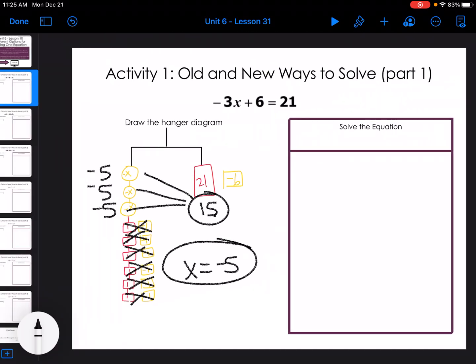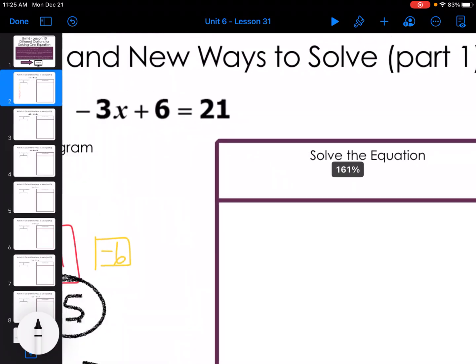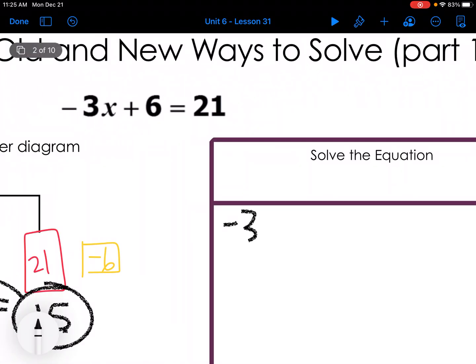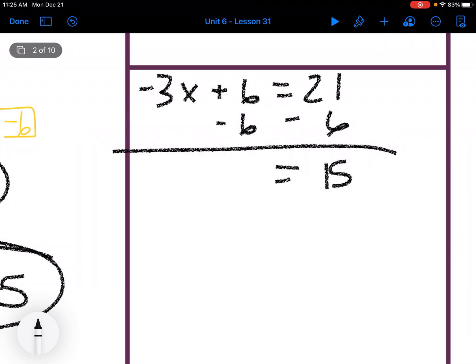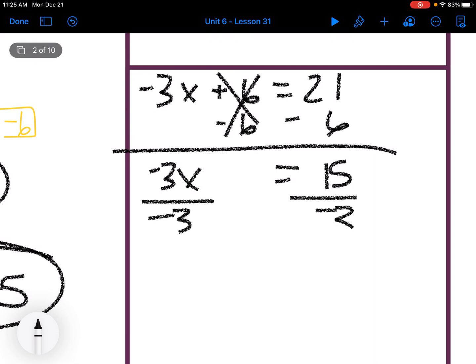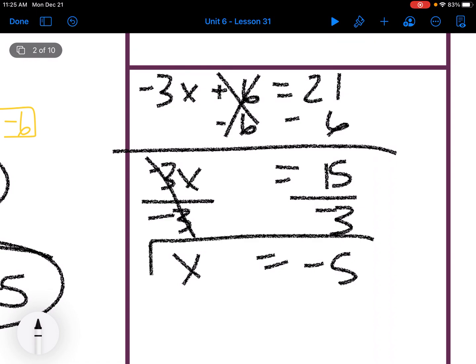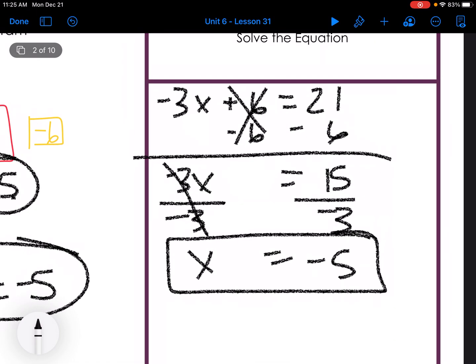Let's prove it over here by solving it traditionally. So negative 3x plus 6 equals 21. So I zero out first. And I get 15 equals negative 3x. If I multiply by negative 3, I have to divide by negative 3 because I want to find for just one x. Positive divided by a negative is going to be a negative, and I get negative 5. Signs are different. The answer is negative.